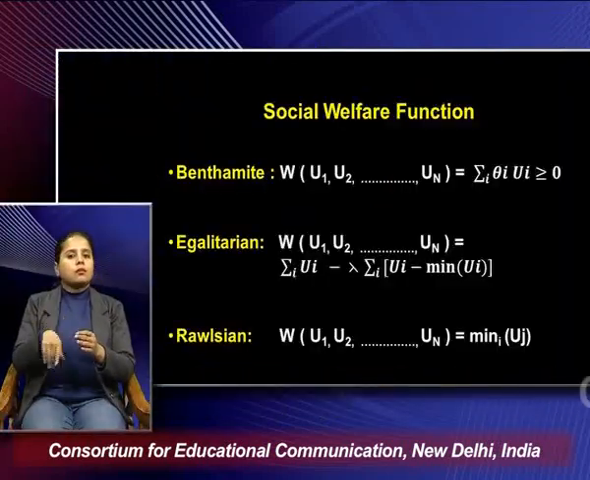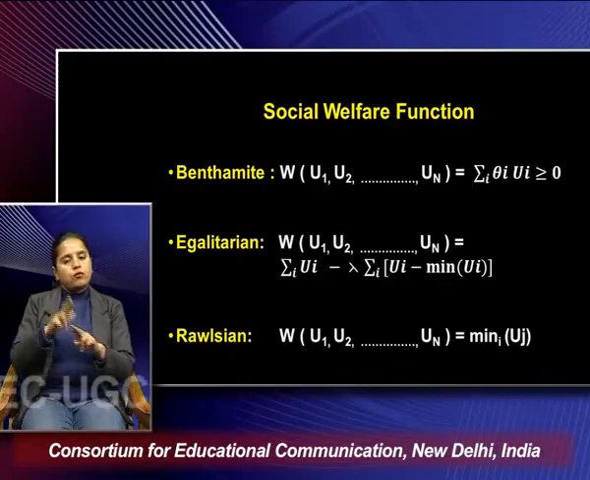So point Z is not Pareto preferred to point X, but nevertheless it has moved to the higher social indifference curve or welfare function. Thus Z is socially preferred to X but not Pareto preferred to X. So this is the interpretation of social welfare function.